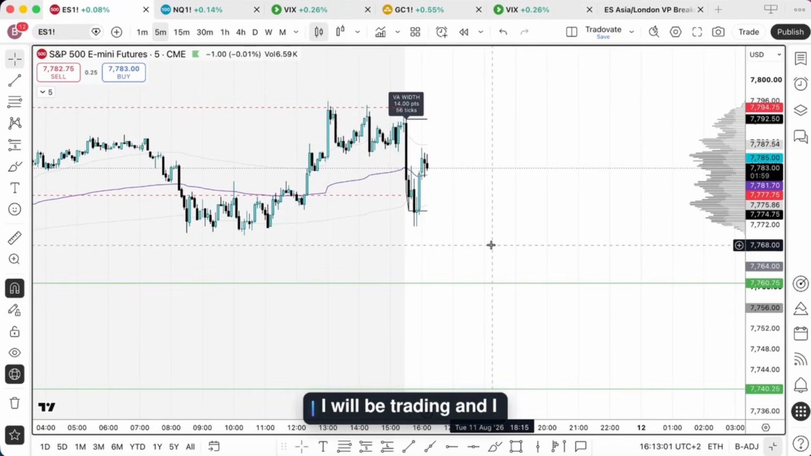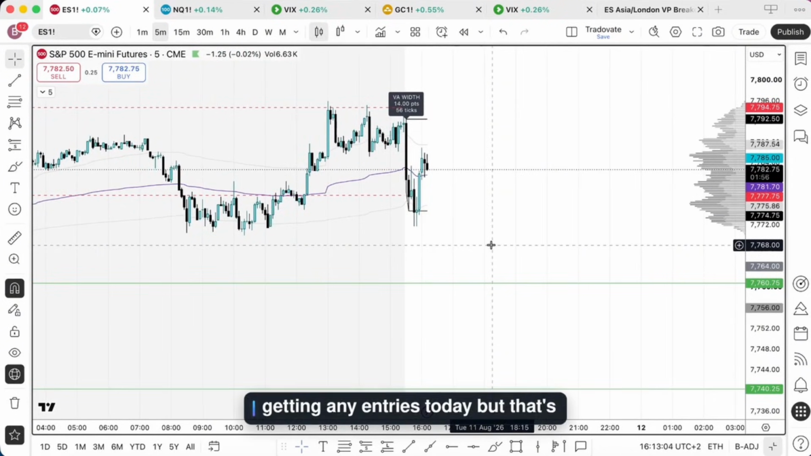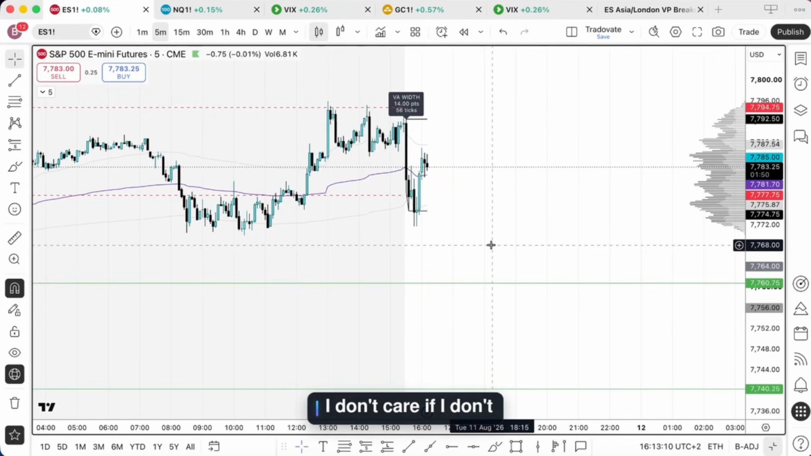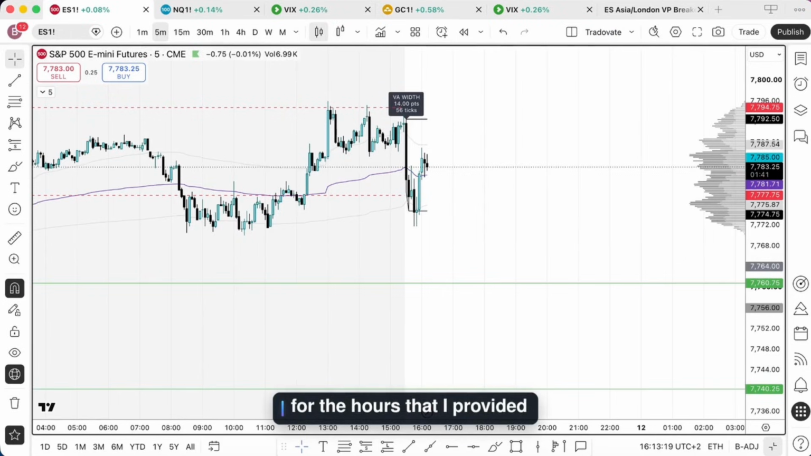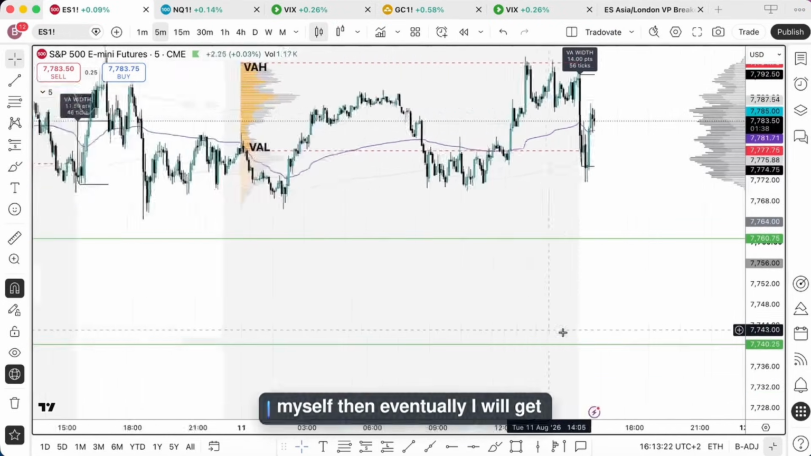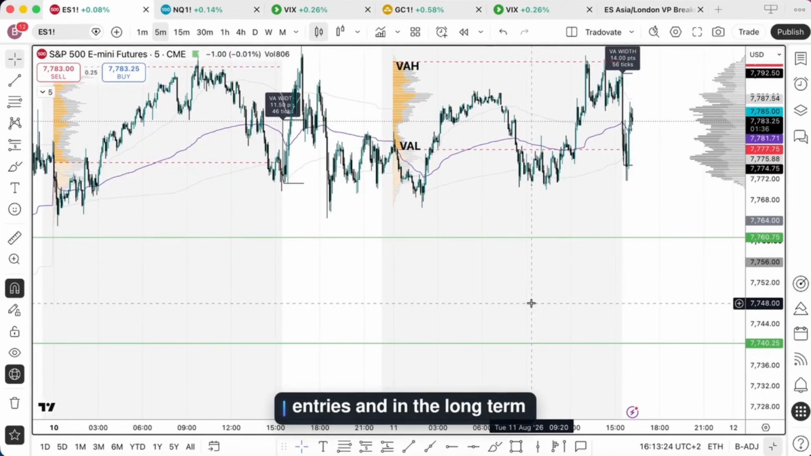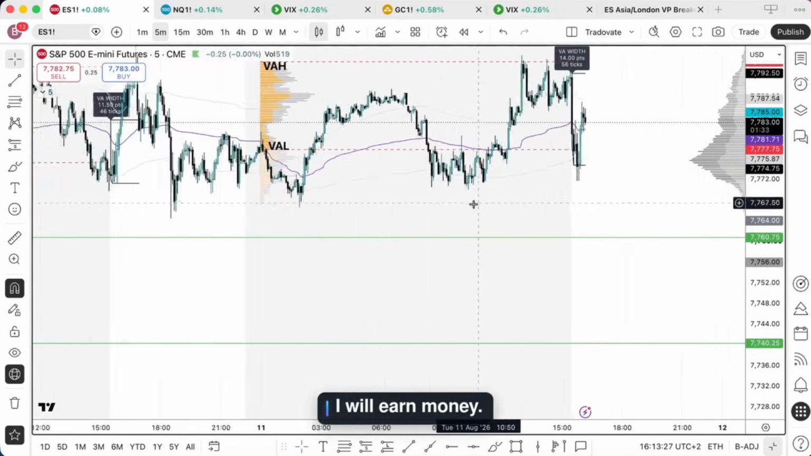I will be trading, and I don't know if I will be getting any entries today, but that's the game. I don't care if I do get an entry or not, because eventually I will. If I stay behind the charts for the hours that I provided for myself and tested for myself, then eventually I will get entries, and in the long term I will earn money.